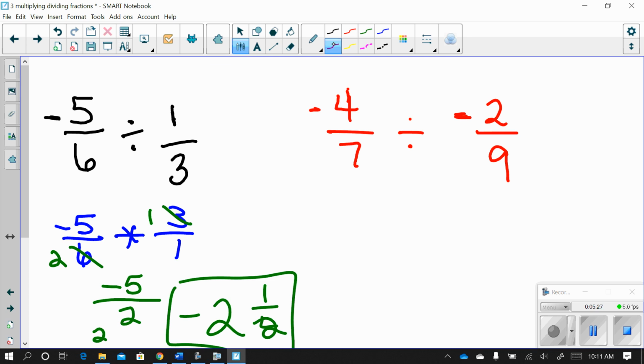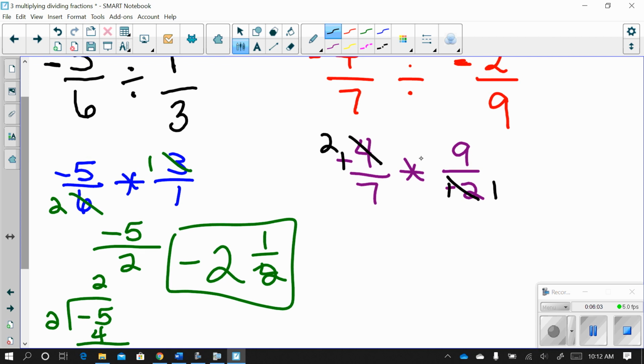Okay, next problem. Pause the video and try this problem. Okay, so if I try this problem, I keep the first fraction, change division to multiplication, flip the second one. All right, so let's see if we can cross cancel. Ooh, negative 4, negative 2. Well, they're both negative, so the negative times the negative, those change to positive. Okay, what goes into both 4 and 2? 2 does. So cross this guy out. 2 goes in twice. 2 goes into 2 once. Okay, can't do anything here, so I leave that. So let's go ahead and multiply. 2 times 9 is 18. 7 times 1 is 7.